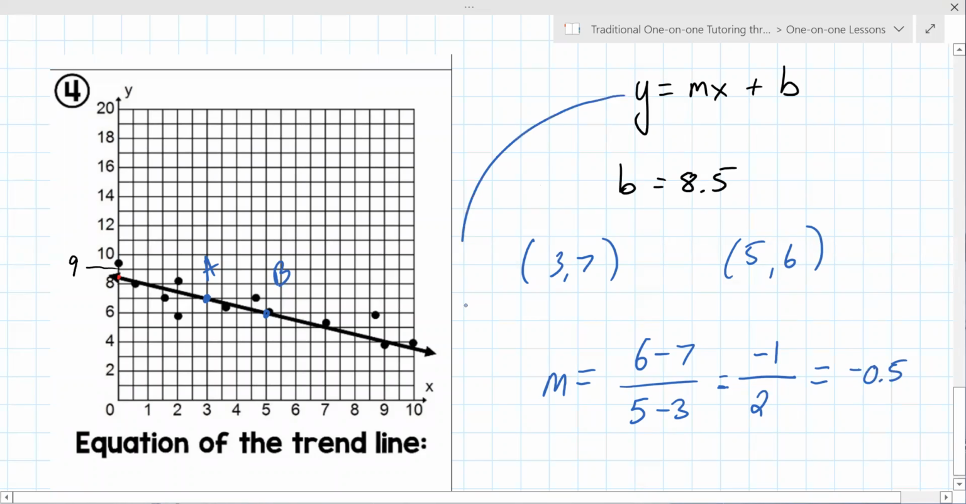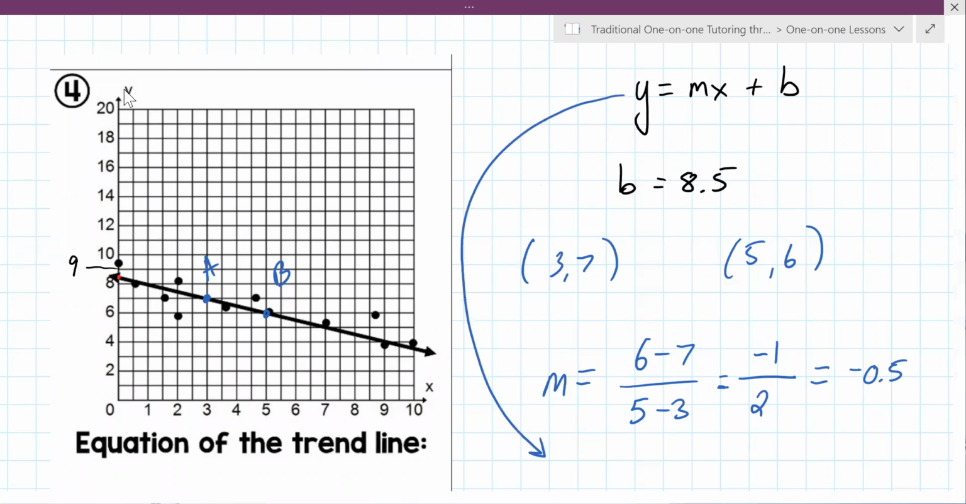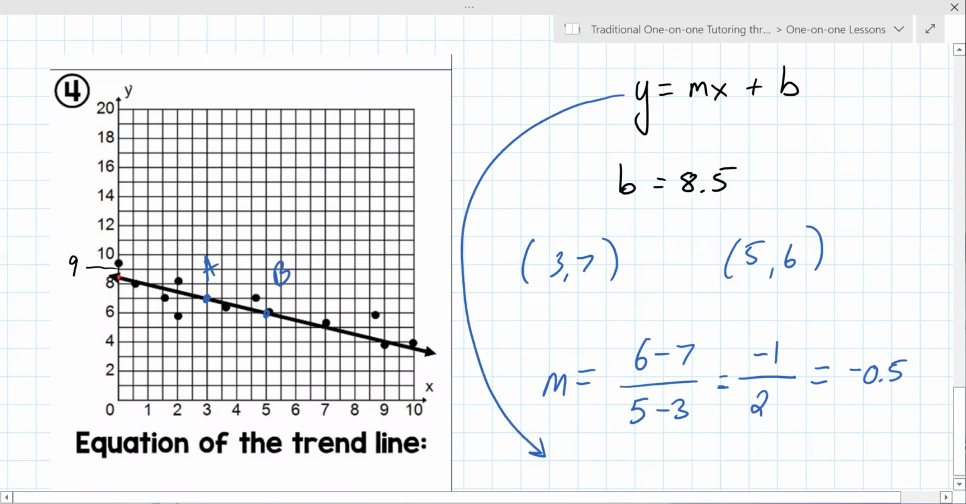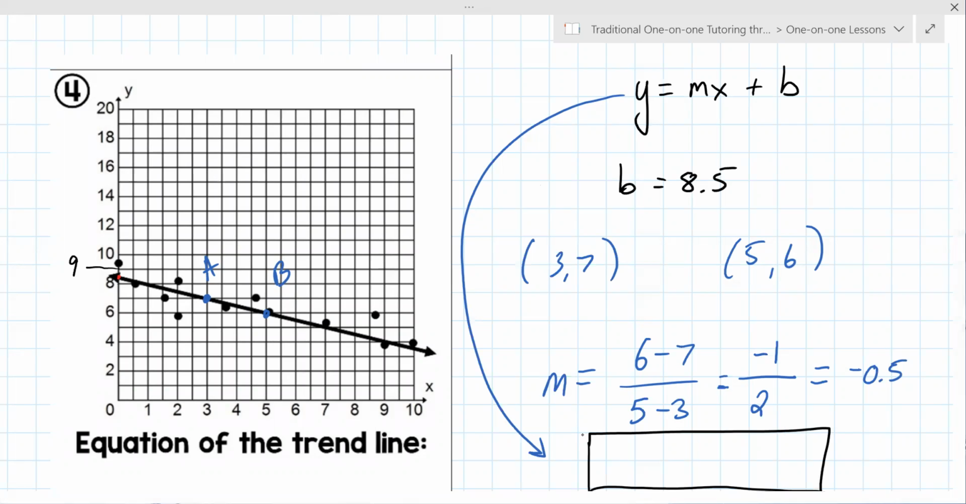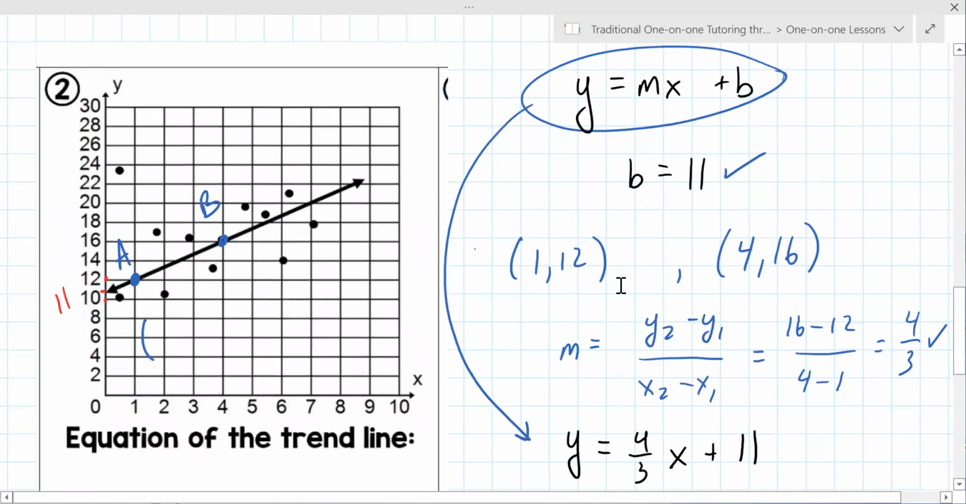Okay. So I want you to write your equation, your final equation with your B value and your M value, please. Give me the final equation. Give me the equation that goes in this box here. So, okay, let's go back and look. In the previous problem, the B value was 11 and the slope was 4/3. I'm asking you to tell me the final equation. Basically just asking you to tell me what goes in the box here.